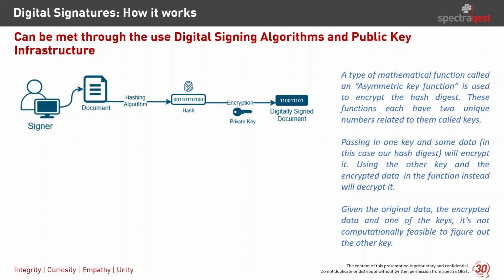The other really important property of these functions is that even if I have one of these numbers, and I have some input and some output of passing it through the function, I still can't feasibly figure out what that second number is. That is unique to this function. Now, we call these two special numbers the keys of the function, and we keep one private, we keep one secret, and the signer uses that secret number to encrypt the hash, the fingerprint of our document.